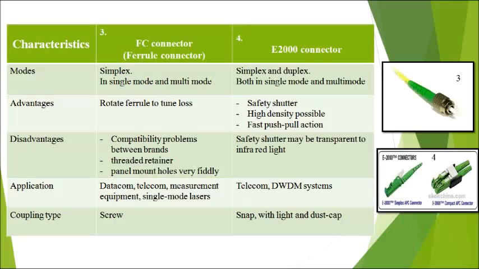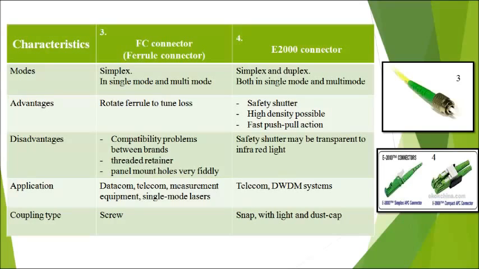The fourth one, the E2000 connector. It comes in simplex and duplex mode. Both consist in single mode and multi-mode. The advantages of E2000 connector are safety shutter, high density possible, and a fast push-pull action. The disadvantage of E2000 connector is safety shutter may be transparent to the infrared light.